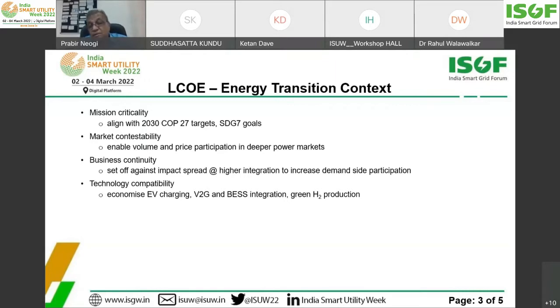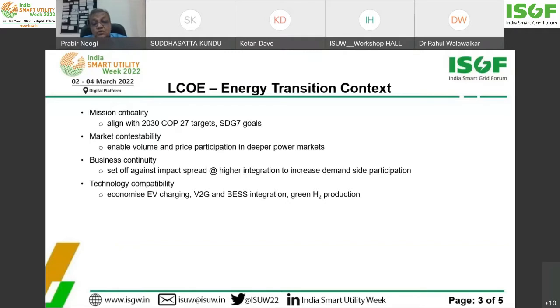And lastly, if LCOE is manageable, then what? A, the new age technologies take off. One, as we all know, the share of electricity cost in green hydrogen production is as much as 55 to 70%, depending on the location where it's employed. So if that be so, LCOE obviously has a critical role.